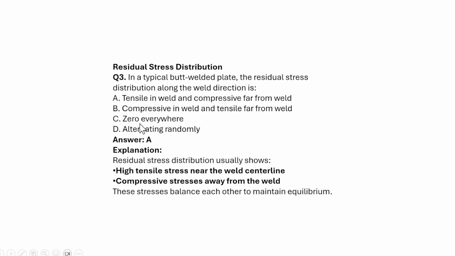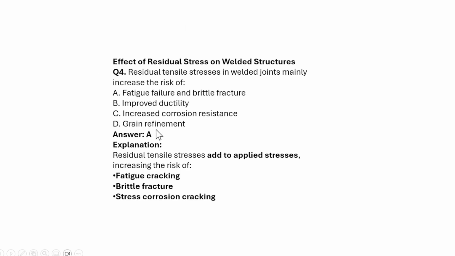Zero everywhere is not true, and alternating random is also not true. So it will be high tensile stress near the welding and compressive stresses away from the weld. Next: the residual tensile stresses in weld joints mainly increase the risk of which kind of problems? Fatigue failure or brittle fracture, improves the ductility, increases the corrosion resistance, grain refinement. The answer will be fatigue failure.